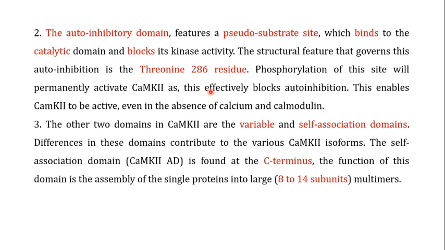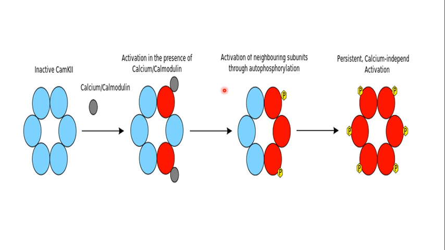Now I want to focus on this particular thing in the next slide. If you can see over here, this is the inactive CaM Kinase-II, and when it is inactive, there is no binding of the calcium calmodulin. When the calcium calmodulin complex is formed because of the increase in the calcium concentration in the cytosol, the calcium calmodulin is going to bind to the inactive CaM Kinase-II, thereby activating it. When the calcium calmodulin binds to the inactive CaM Kinase-II, it activates its phosphorylation ability.